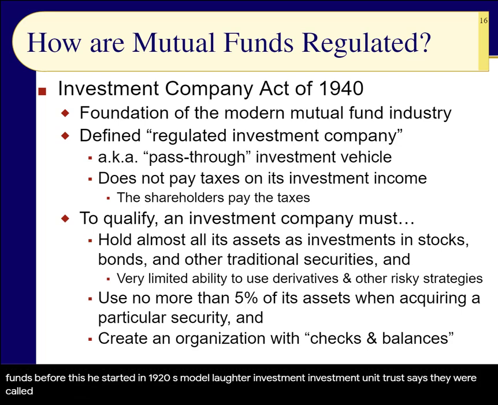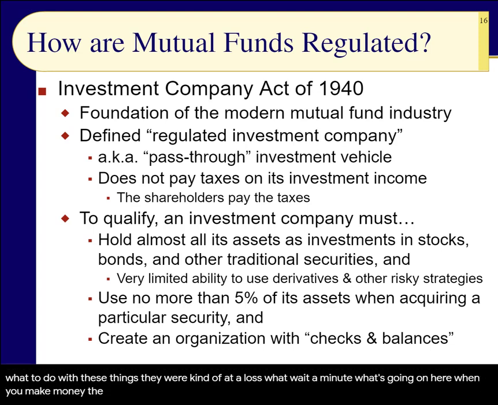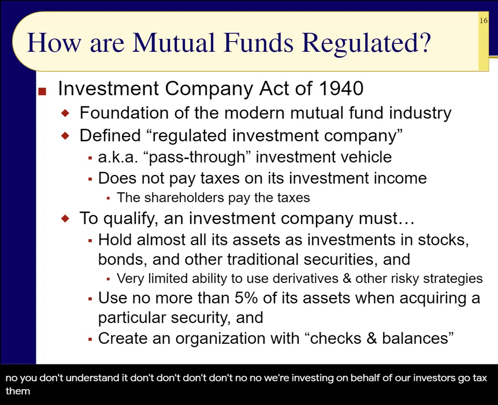investment unit trusts, as they were called, unit investment trusts, that started in Scotland, of all places. But the regulators didn't know what to do with these things. They were kind of at a loss. Wait a minute, what's going on here? When you make money, the IRS says, hey, you know, you got to pay us taxes. And the mutual fund company says, no, no, you don't understand. We're investing on behalf of our investors. Go tax them. And some of the states were not too happy about this, and the federal government was kind of befuddled.